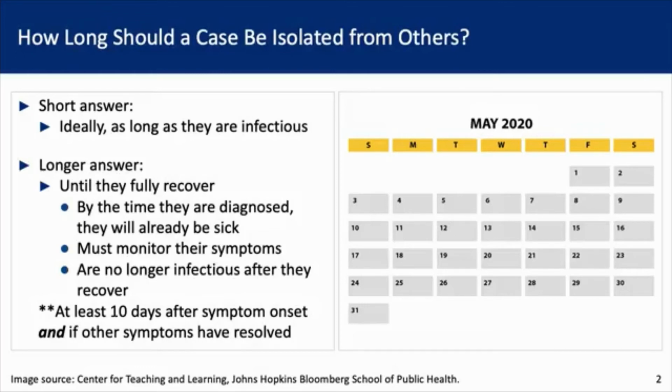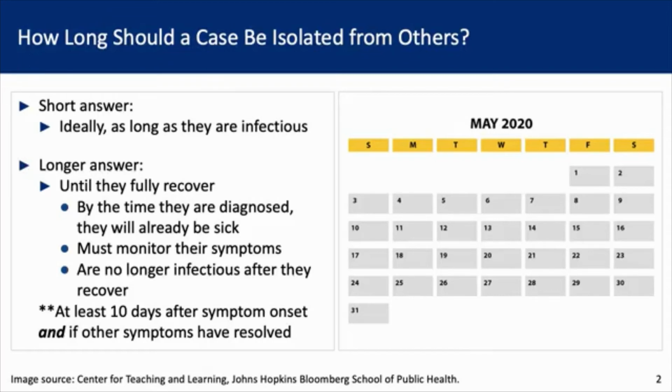So how long should a case be isolated from others? Well, the short answer is ideally as long as they're infectious. But there is a longer answer. We know that by the time they're diagnosed, they may already be sick. So by the time you're investigating this case, their infectious period has already started, probably at least a few days before. So you'll need to talk to them about isolating themselves for the duration of their infectious period.